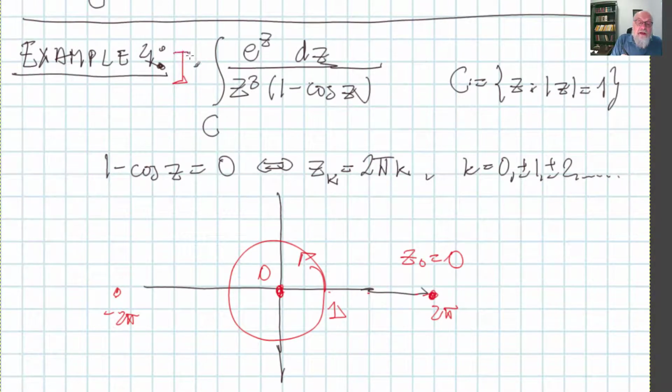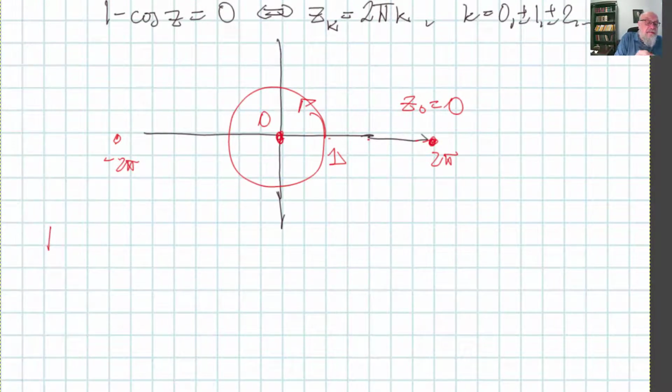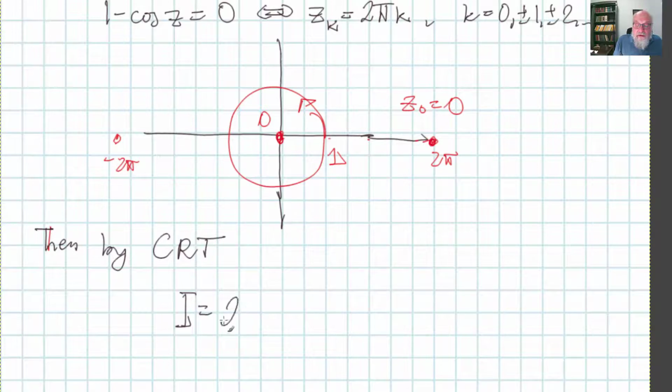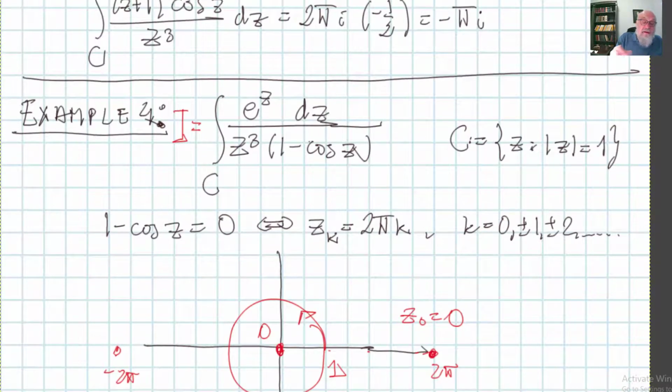So we can write it down again. I is our integral, and then by the Cauchy residue theorem, this integral is equal to 2 pi i times the residue of f of z, which is our function, at 0. So what is our function? Let me indicate it again. This is my function.